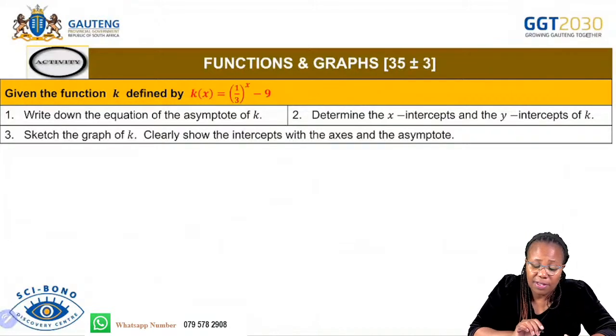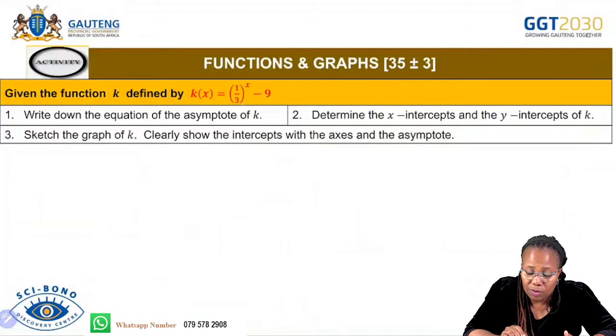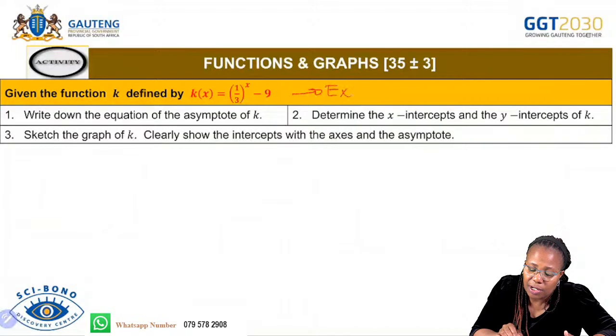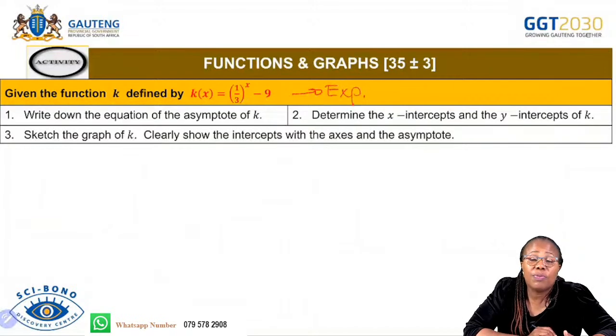And then now, given the function, let's look at this one. We are given a function k, which is defined by k at x is 1/3 to the power x minus 9. The important thing, you must know your original. By just looking at the equation, you must know that it's an exponential graph, this one. So you'll be dealing with an exponential graph. And then now the first question says, write down the equation of the asymptote.